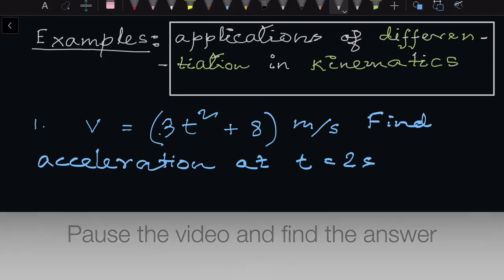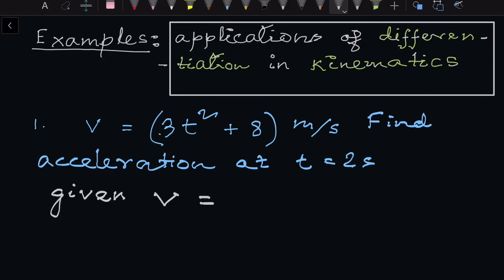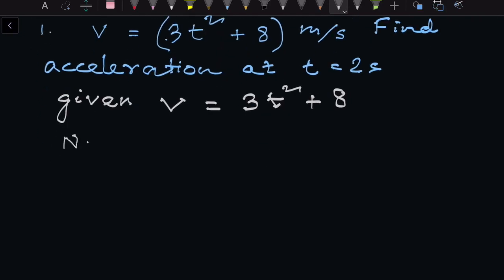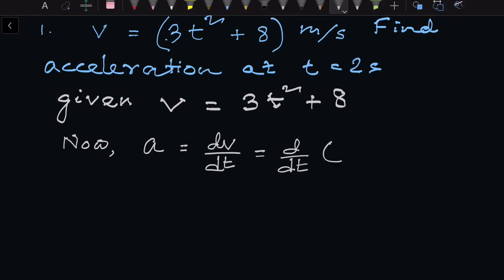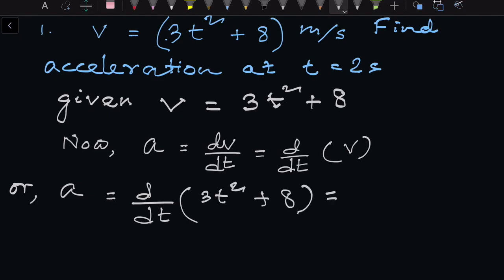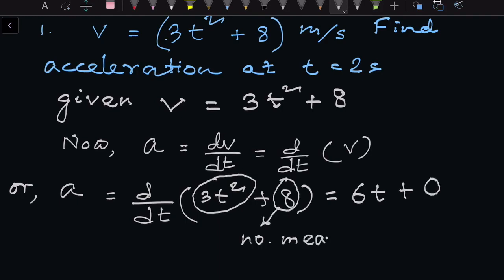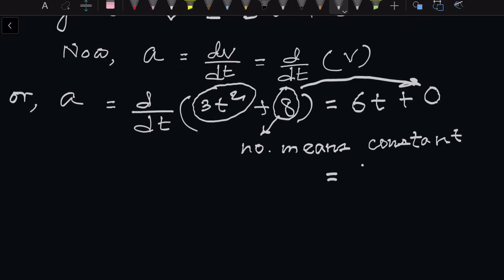So here you go. The solution is v equals 3t square plus 8. Now acceleration is given by dv by dt equals d/dt of 3t square plus 8. First we will differentiate 3t square as 6t, plus 8 as 0. 8 is a number, means constant, and 3t square gives 6t. You understand this, I think. So the answer is 6t.